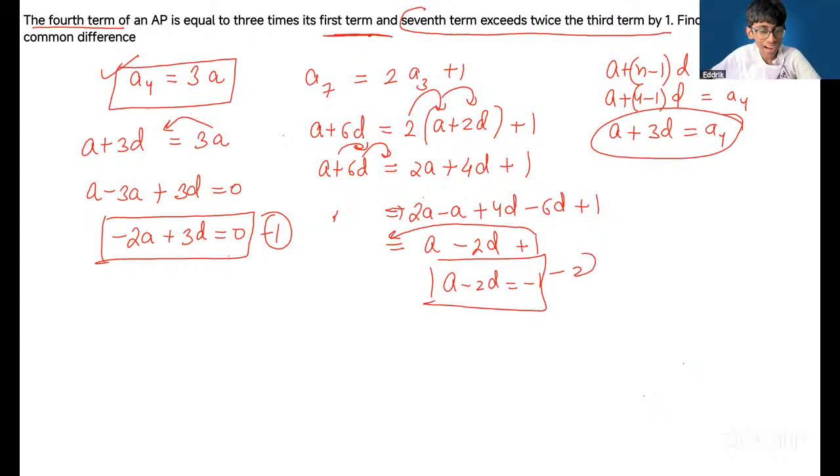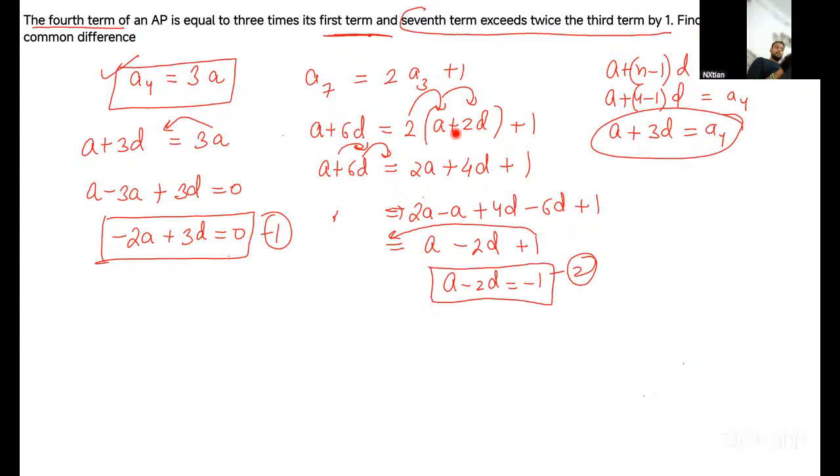So, sir, how did you get A plus 6D and 2 into A plus 2D? Like right now, I changed this A4 as A plus 3D. Now, how did the 3D come? Because the value of n is 4. So 4 minus 1 is 3.